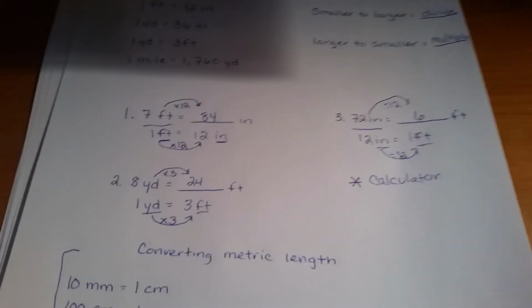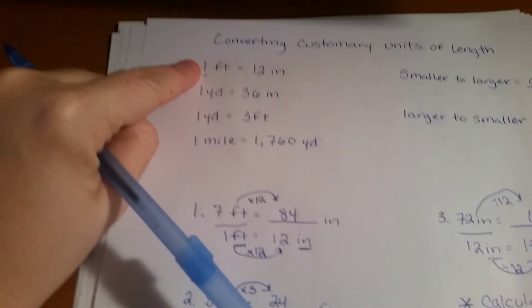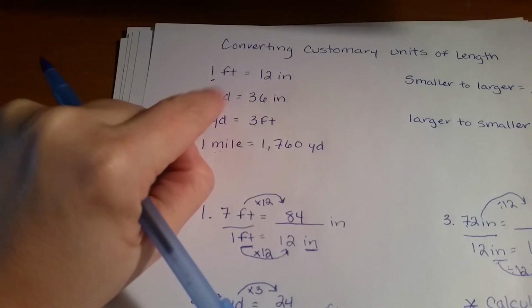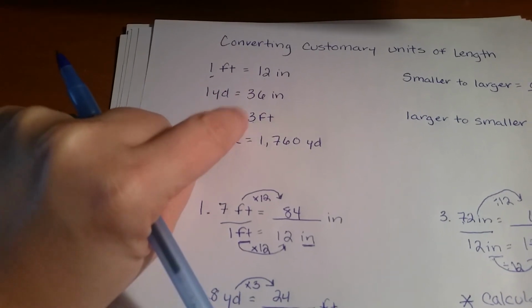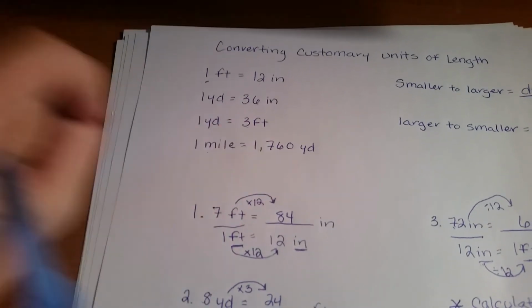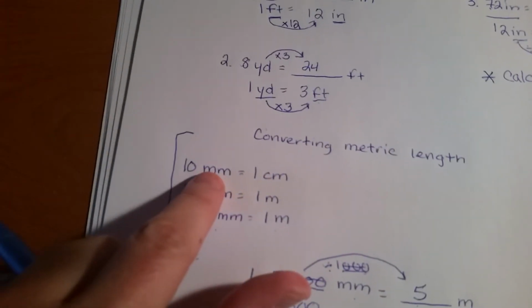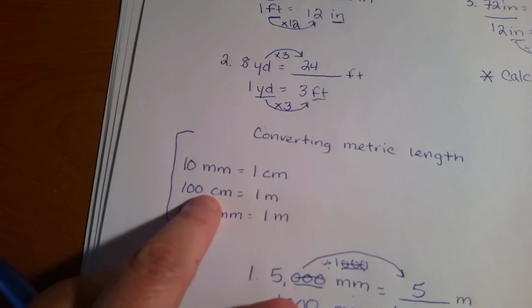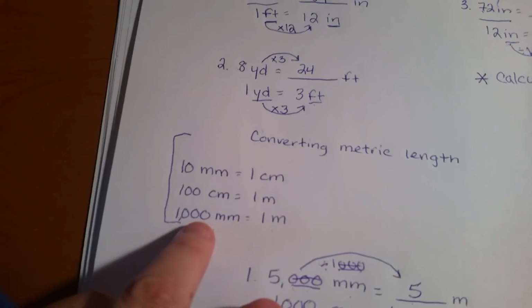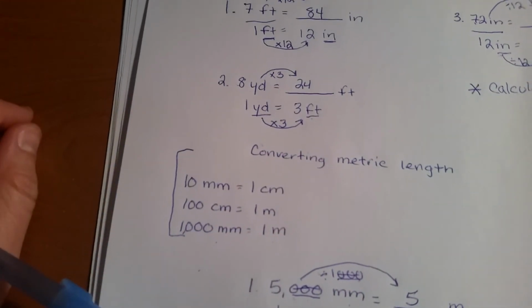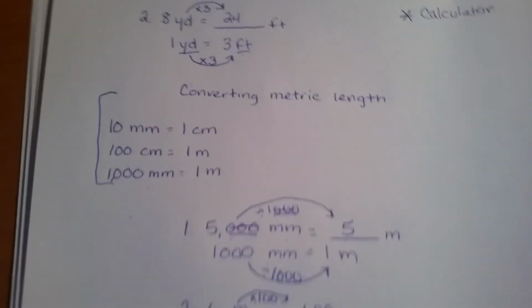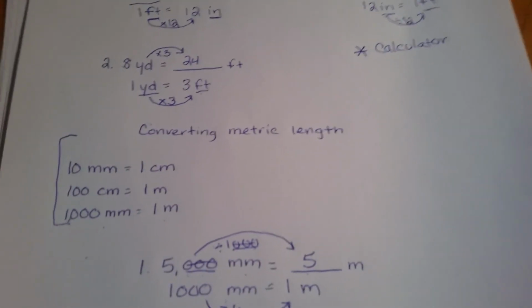Again, you are allowed to use a calculator, but the biggest part about any of this is knowing these conversions. 1 foot to 12 inches, 1 yard to 36 inches, 1 yard to 3 feet, 1 mile to 1,760 yards. And then all of your metric. 10 millimeters equals 1 centimeter, 100 centimeters equals a meter, 1,000 millimeters equals 1 meter. So now you're going to go and practice a few more on your Nearpod. Have fun!